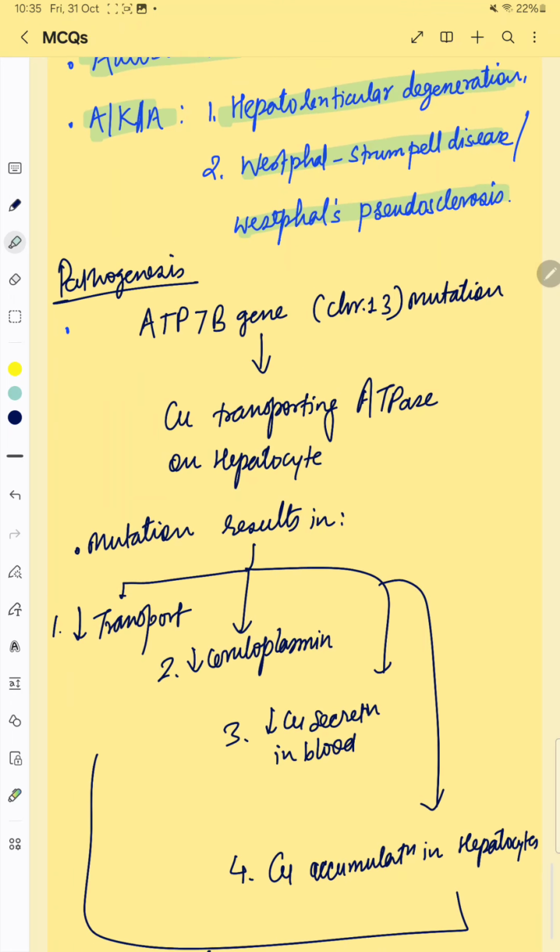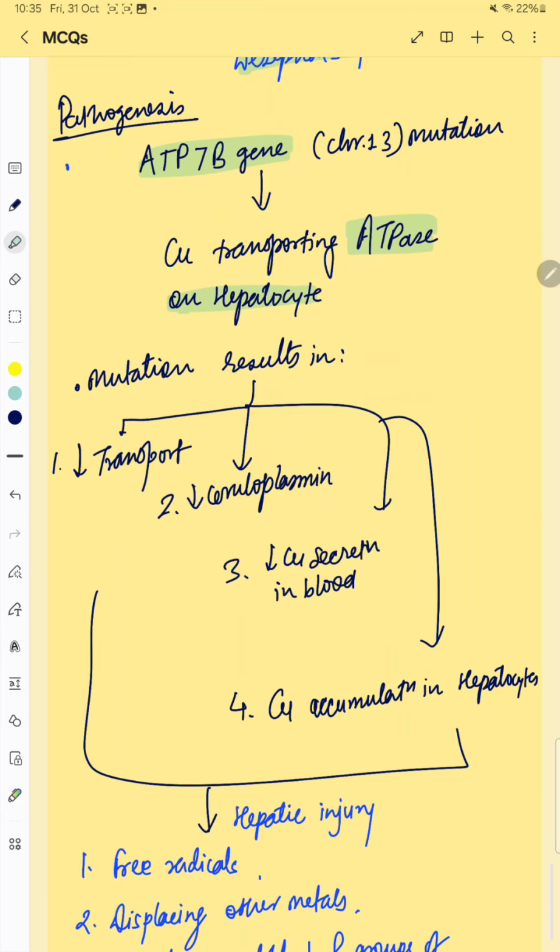Pathogenesis involved in Wilson disease is mutation of the ATP7B gene, which is responsible for encoding the copper transporting ATPase on the hepatocyte. Mutation of the ATP7B gene results in decreased transport of copper from the hepatocyte to plasma, and decreased ceruloplasmin level. Ceruloplasmin is a copper binding, copper transporting protein in plasma.